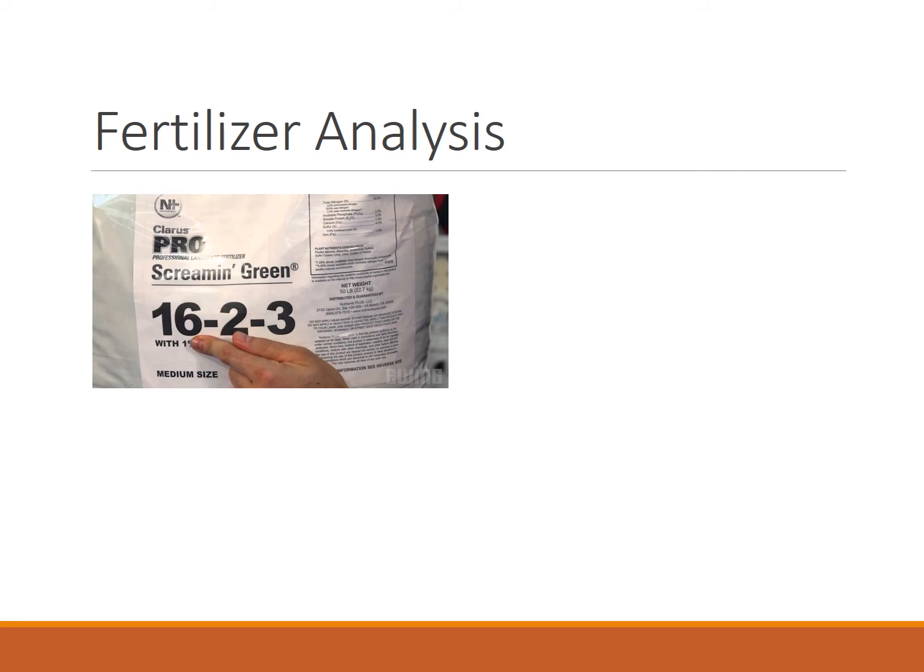Fertilizer basics. One important aspect of a fertilizer is something called the fertilizer's analysis. In the picture you see an analysis that consists of three numbers, 16, 2, 3, on this bag of Screamin' Green fertilizer. Well, what do those numbers mean? The first number, 16, refers to the percentage of nitrogen found in that particular bag.